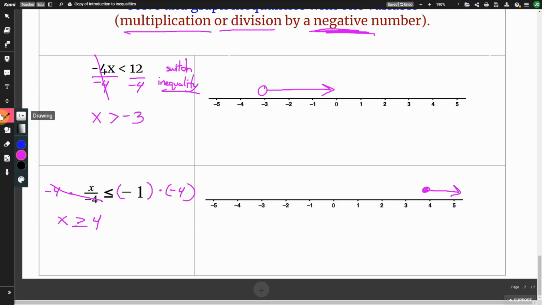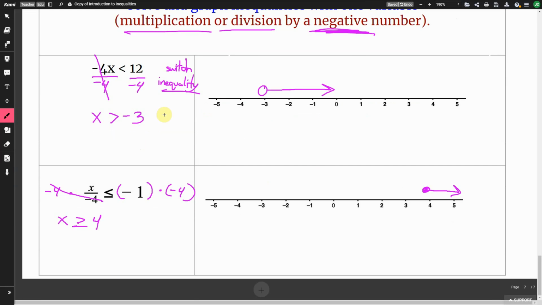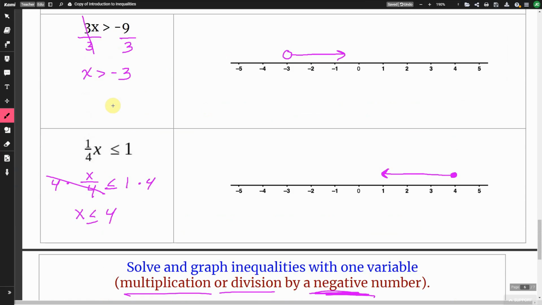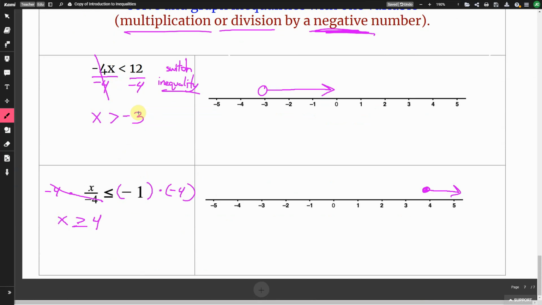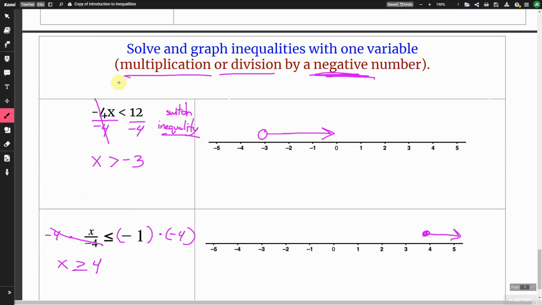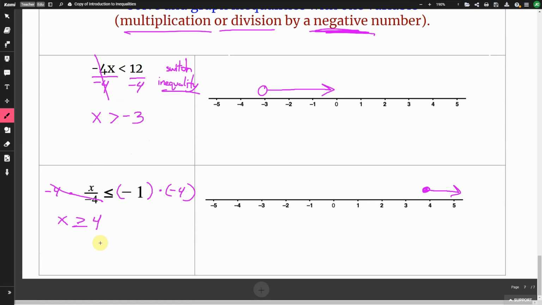Okay? This is the only tricky part. The handout that I gave you is pretty much the same. It's a little bit more complicated, of course. I mean, these are really easy. Can't make it that easy. So I had to make it a little more complicated. But the only tricky part, in my opinion, is just this last part: whenever you're dividing or multiplying by a negative number, you have to switch the inequality. Okay? As I did here.